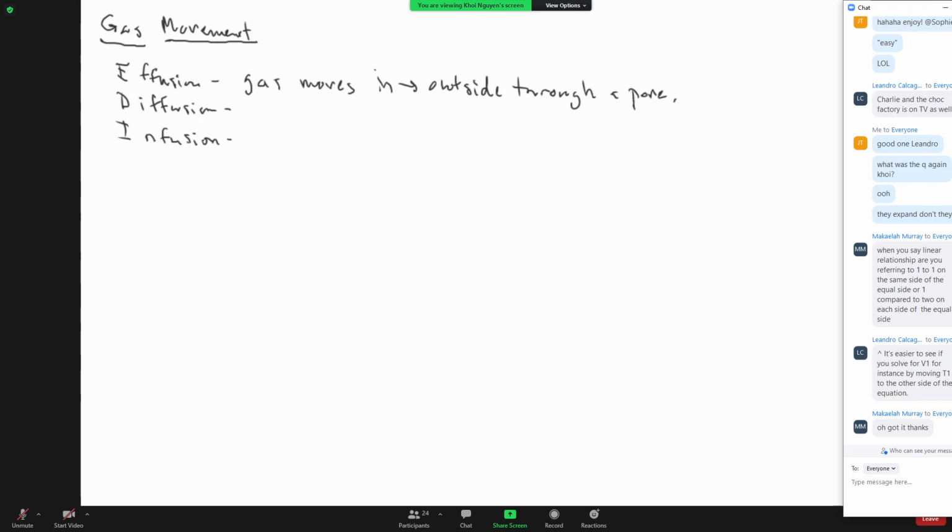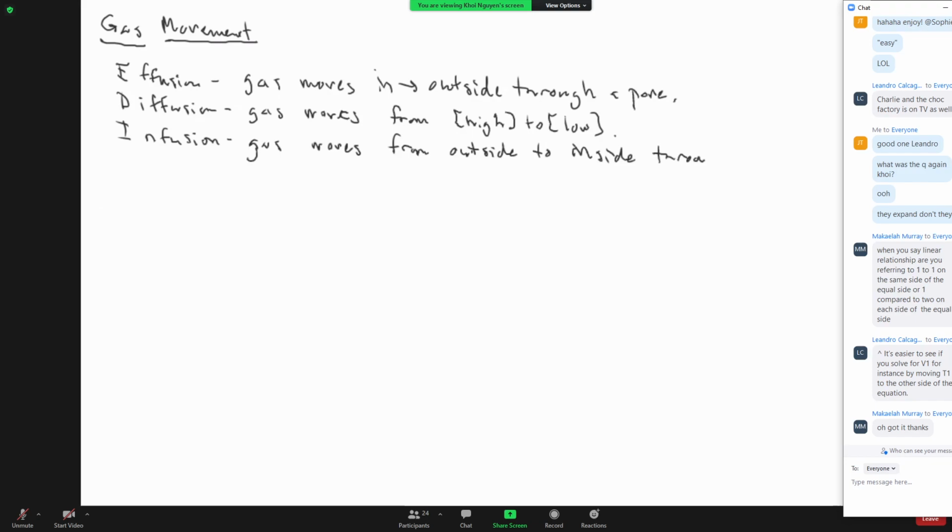Diffusion is gas moves from high concentration to low concentration. So usually direction dependent. And infusion, gas moves from outside to inside through a pore or an opening.